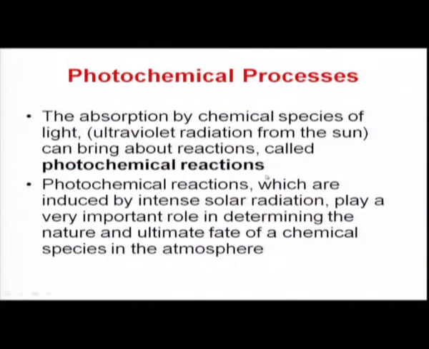What is this? The absorption of light by chemical species in the atmosphere is a photochemical process, especially the light absorbed as UV rays coming from solar light. And this will bring out a variety of reactions called photochemical reactions. So, photochemical reactions, in short, are the absorption of light by a variety of chemical species, ultimately leading to chemical reactions. Photochemical reactions, which are induced by intense solar radiation, play a very important role in determining the nature of the chemical species that ultimately remain in the atmosphere.